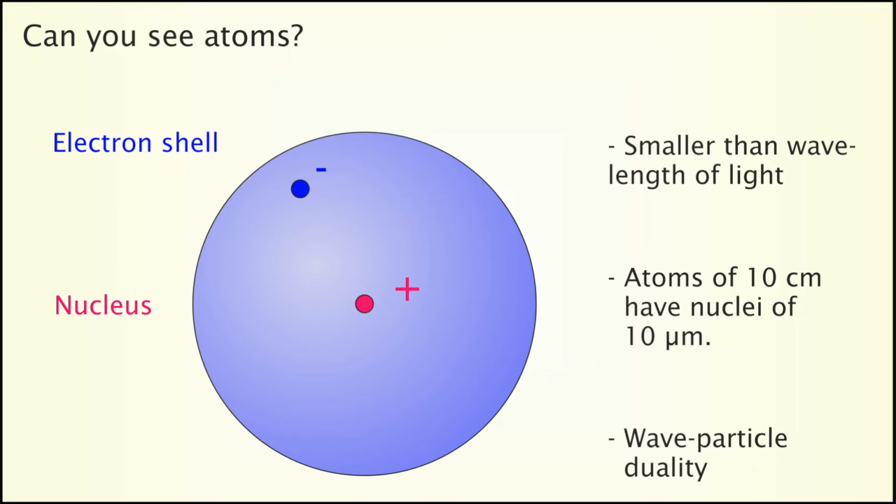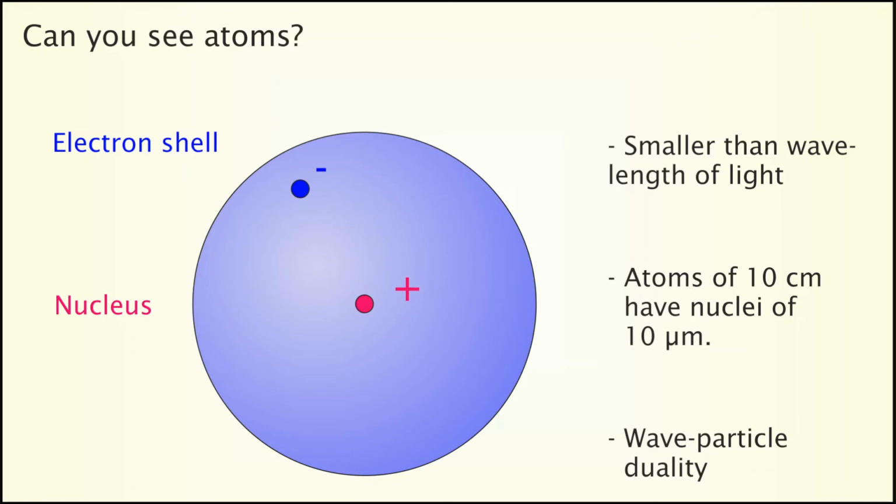The first problem when trying to visualize it or trying to see it is that atoms are smaller than the wavelength of light. So that means with light, it's not possible to visualize it or to see it, because everything that is smaller than the wavelength of light will not be correctly represented by light. That would be the first problem.